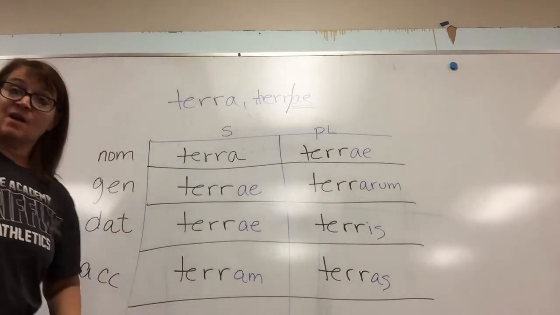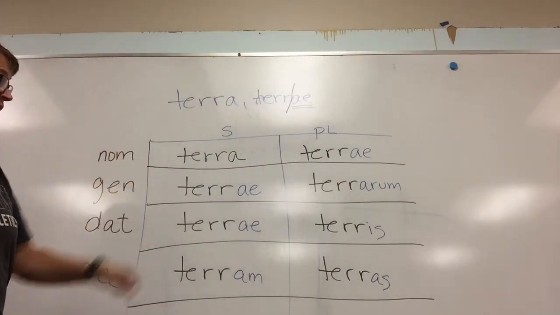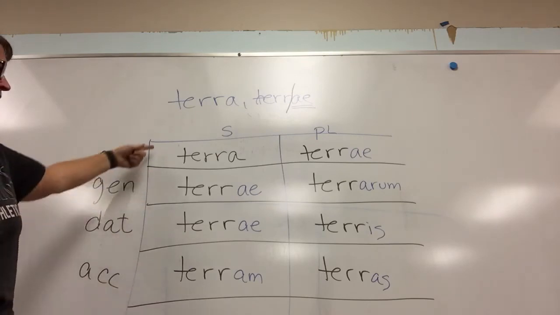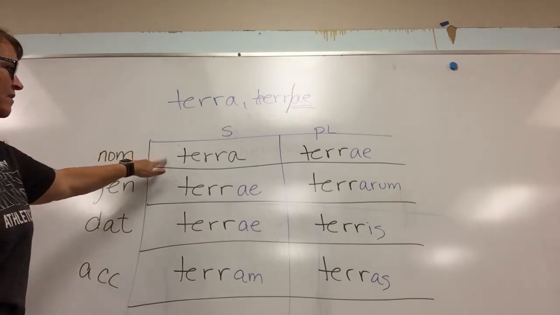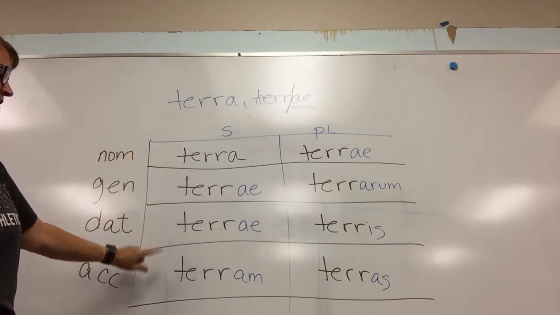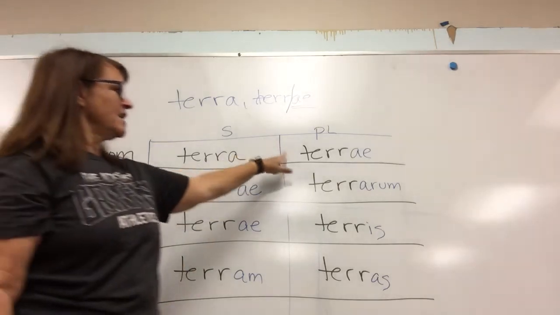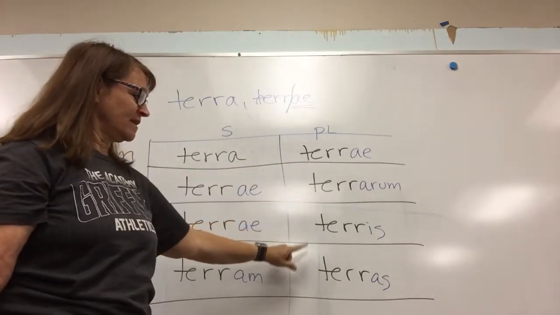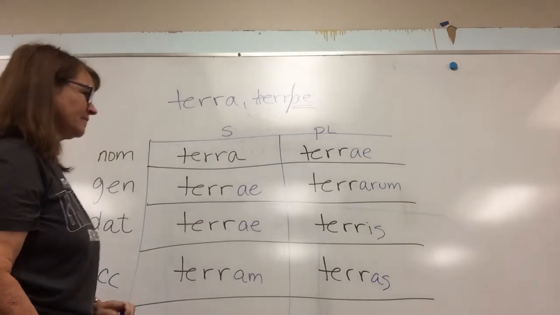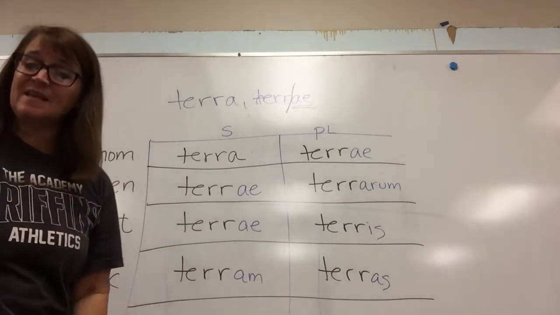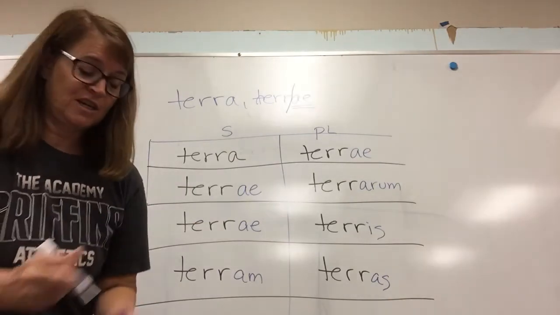So that's how you decline a word, okay? So now we can say the whole word together. Terra, terrae, terrae, terram, terra, terrae, terrarum, terris, terras, terris. Okay, and you can do that for any of these first declension nouns.